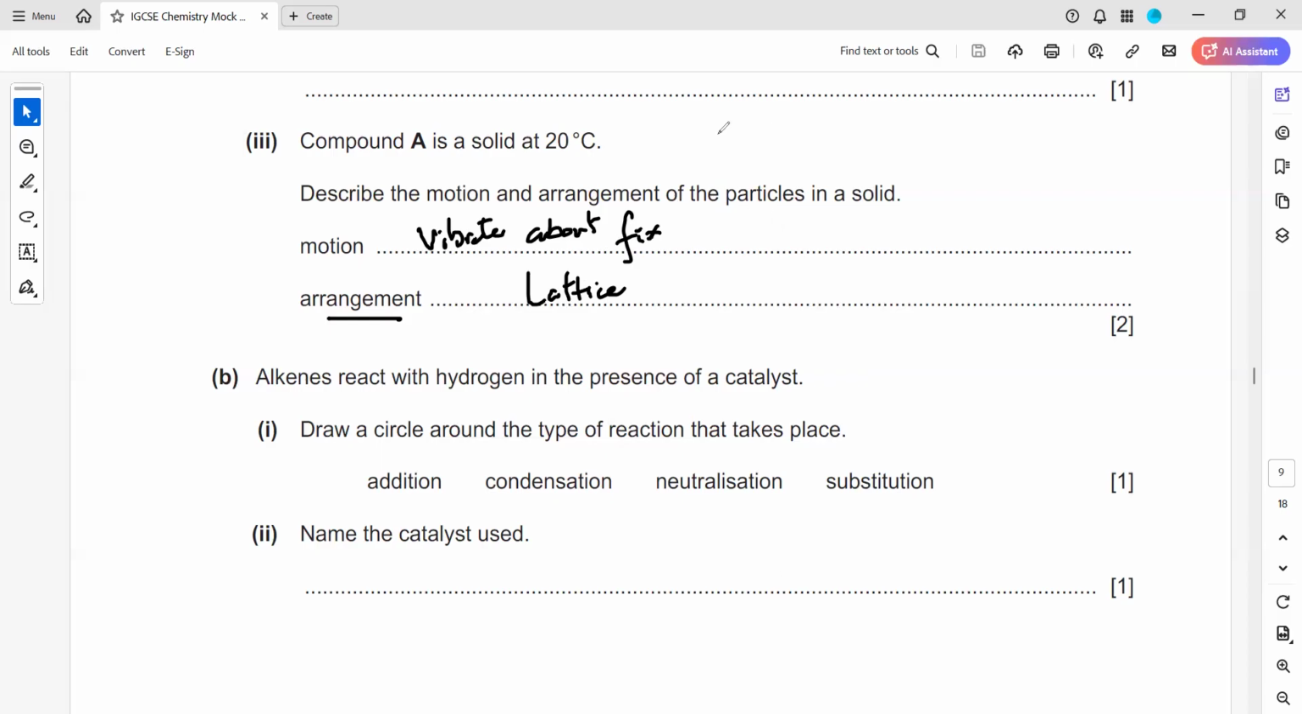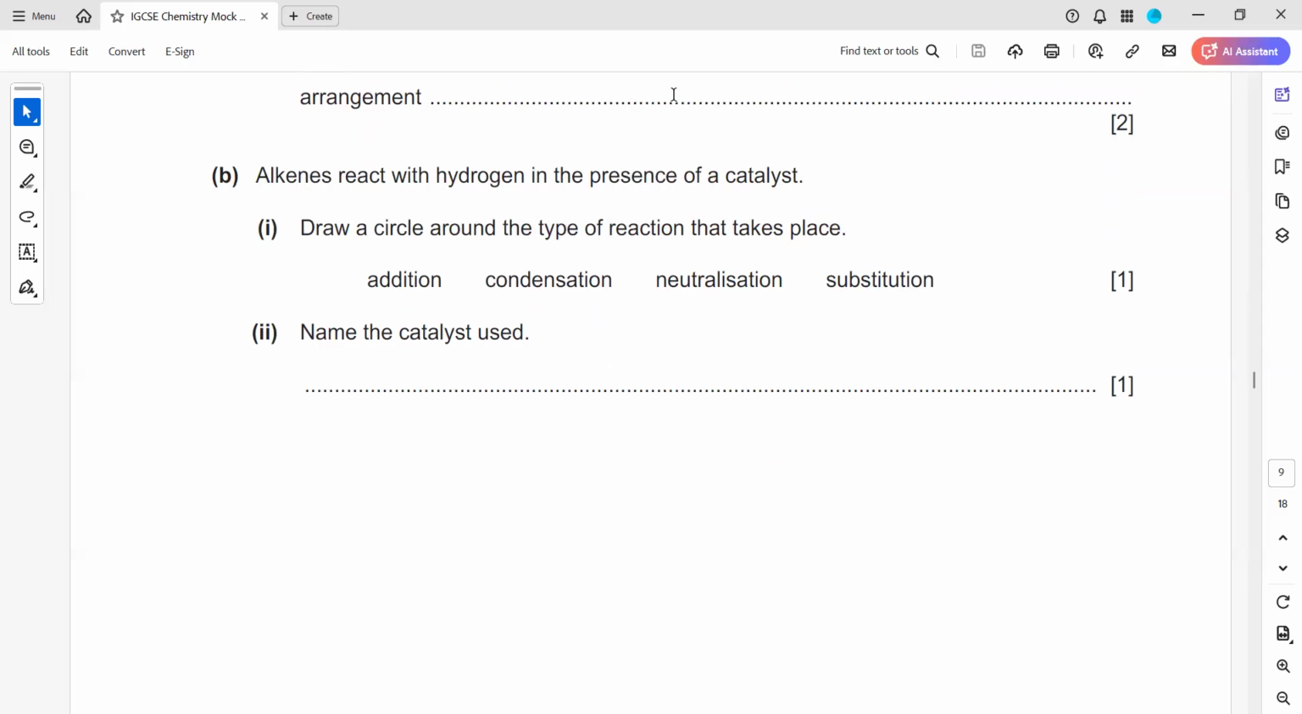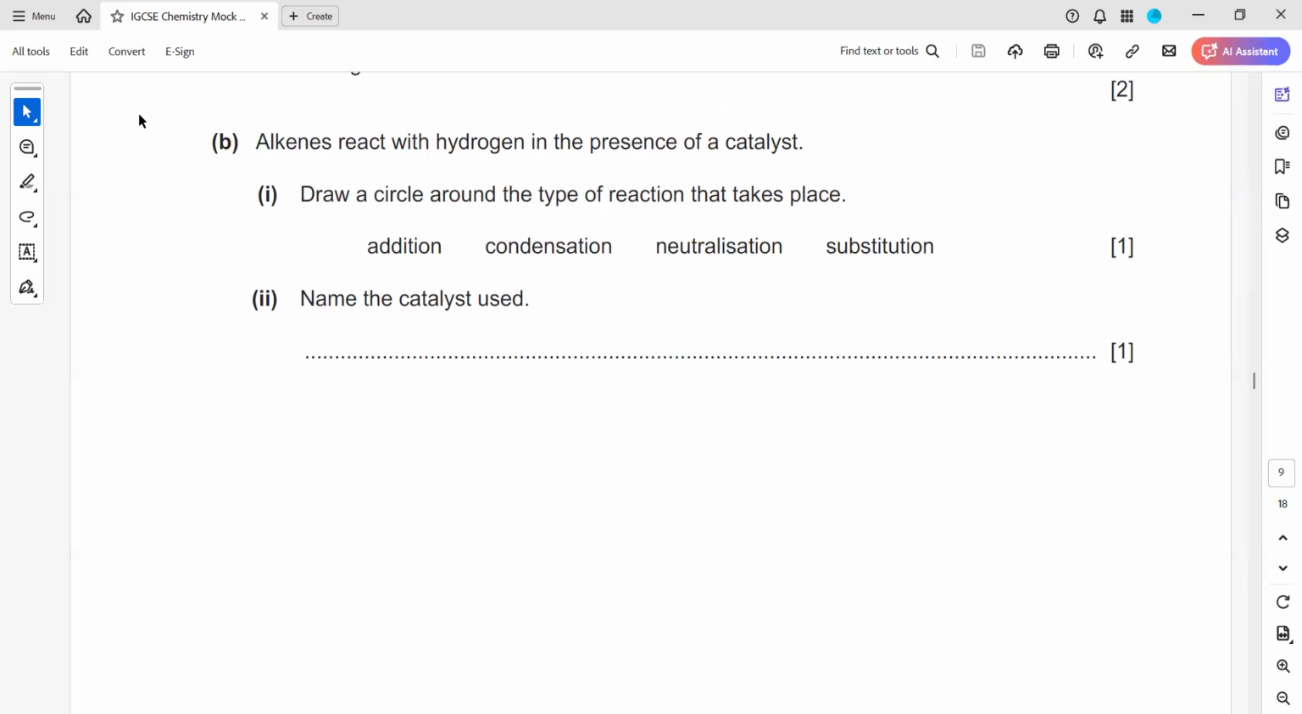For motion, you cannot say random motion in solids. Random motion you specify for gases. That's why they did Brownian motion in chemistry. It makes more sense than in physics.